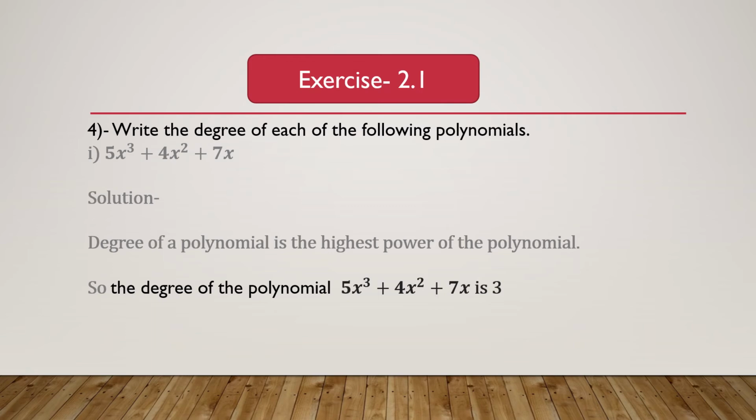So the highest power, that is the degree of this polynomial 5x cubed plus 4x square plus 7x, is 3. As in 5x cubed, 3 is present, so its highest power is 3. So the degree of the polynomial 5x cubed plus 4x square plus 7x is 3.